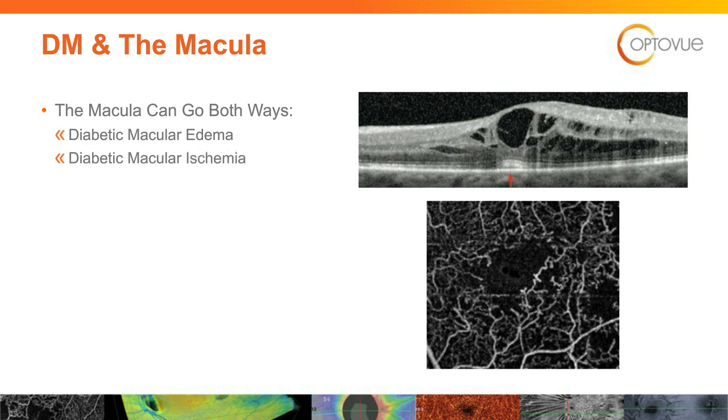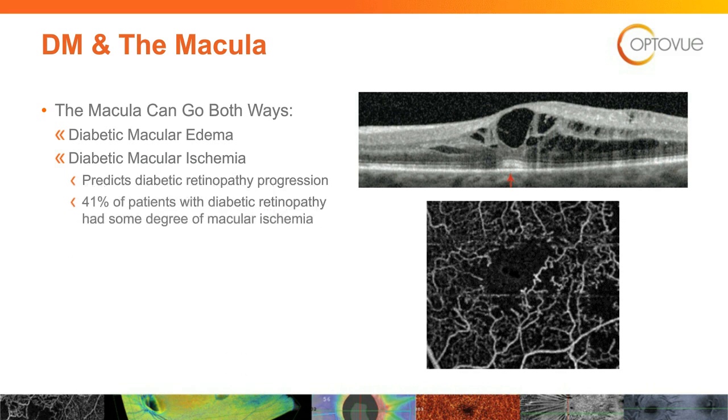We know the macula can go both ways, DME or DMI, and the traditional standard for imaging diabetic macular ischemia was a fluorescein. Well, and we know it predicts diabetic retinopathy progression, and 41% of patients with diabetic retinopathy had some degree of macular ischemia. And the more ischemia they have, the quicker they're likely going to progress through the stages of diabetic retinopathy. And we likely should follow that patient more closely, more exams, more testing. Maybe we now consider a diabetic supplement now that more and more people are considering and seeing the need for those. We may need to do more testing and more treatment on these patients. So detecting that diabetic macular ischemia may be critical.